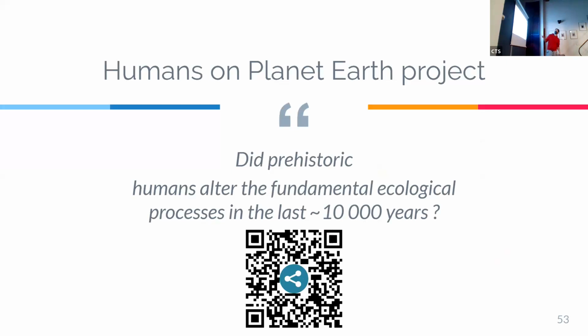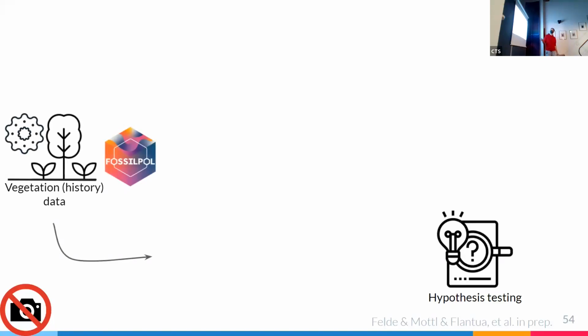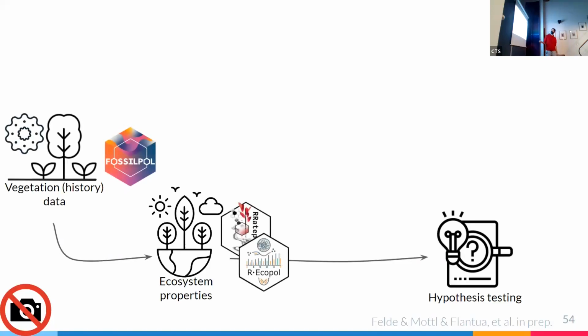So this goes back to the project I was talking about, human on planet Earth, which is one simple question, which is very difficult to answer: did the prehistoric humans alter these ecological properties, these ecosystems, in the last 10,000 years? What we've been doing in this paper, where I'm joint first author with Vivian Felde and also Sue Plantua, is we can test this, right, because we do have the data. So we have the vegetation data from fossil pollen, right? We have the ecosystem properties, which describe what the ecosystem looks like and how it changes in time.